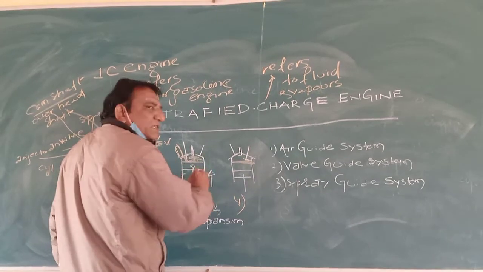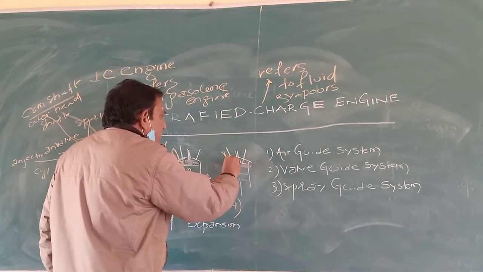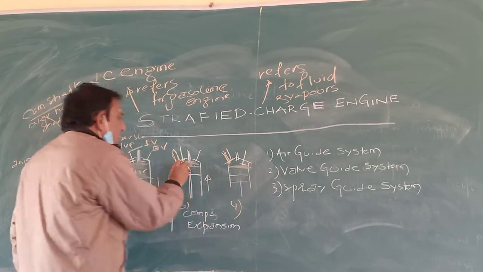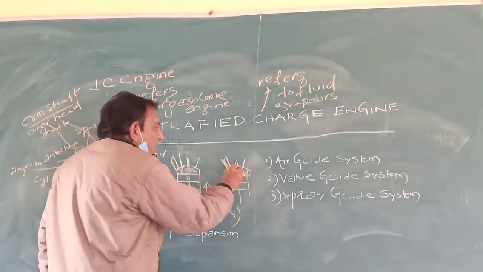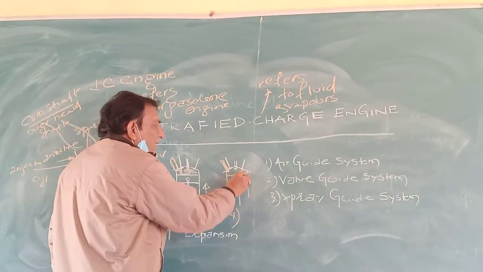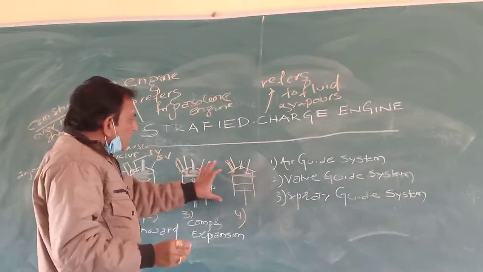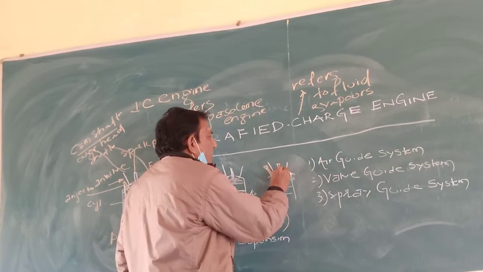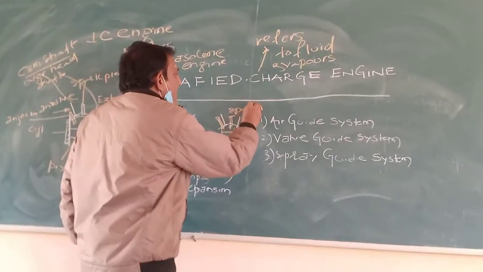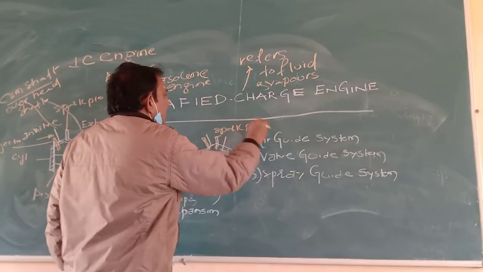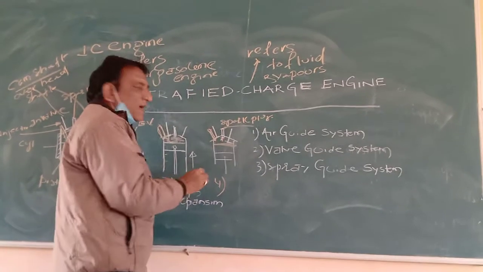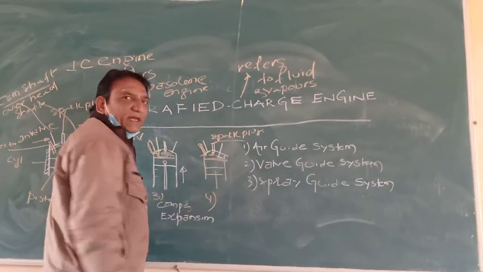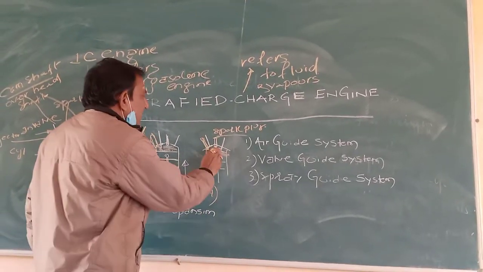Right? The inlet valve is just about to close. The injector stops. The injector has already injected the fuel into the combustion chamber. When the top of the piston comes to the top of the cylinder, at that time the spark plug gives a spark, and the mixture will be ignited.